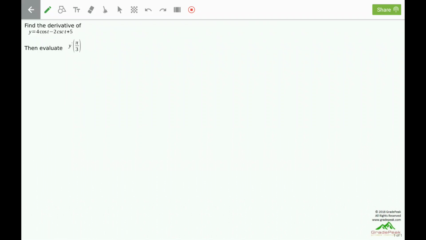Find the derivative of y equals 4 cosine t minus 2 cosecant t plus 5. Then evaluate y prime of pi over 3.